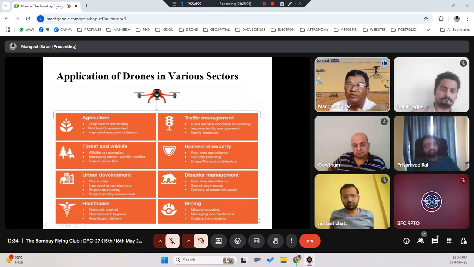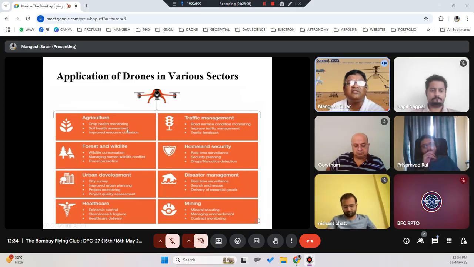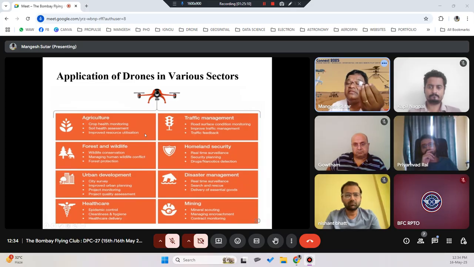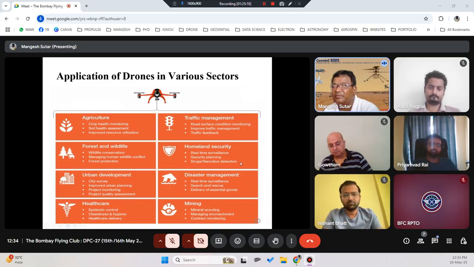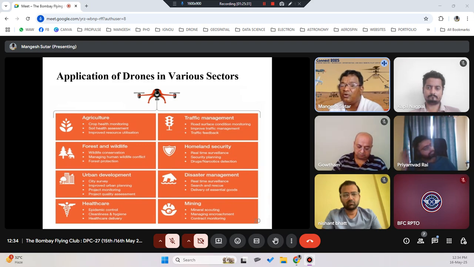Agriculture, definitely we are using for crop health monitoring, soil health assessment, and improved resource utilization like fertilizer spraying, seeding. All those activities are basically an optimal use of your resources. They are also used for traffic management, homeland security, disaster management, and mining. So there are enormous applications, and we have seen the recent use case of drones in war also, right? Because of that, the share value of all the companies has gone up.